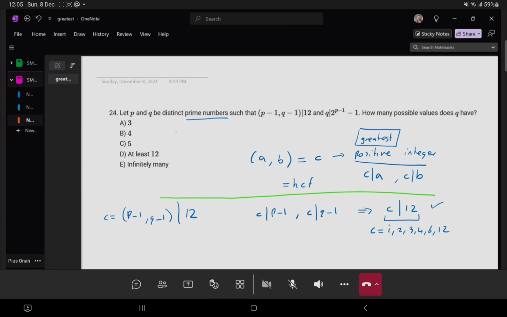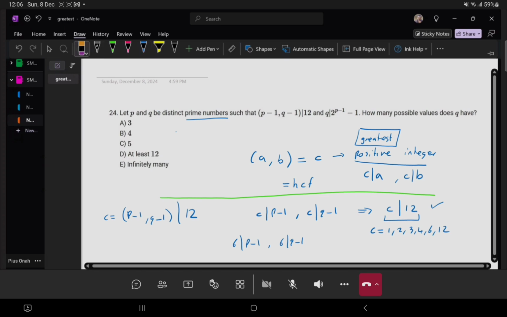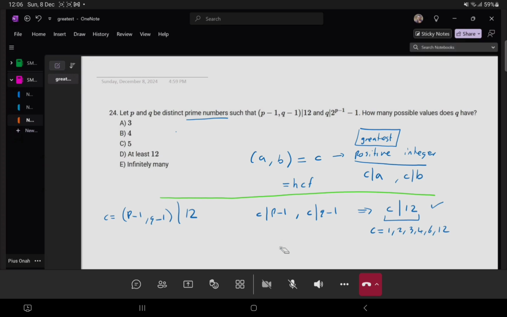So at this level, we have 6 cases where the GCD is 1, 2, 3, 4, and so on. Now, for example, if the GCD is 6, it means that we need 6 to divide P minus 1 and 6 to divide Q minus 1. But writing it like this will not tell us that the GCD is naturally 6. It just means 6 divides the GCD. So writing it this way may not be very good at this stage. We have to revisit this based on whatever information we get next.